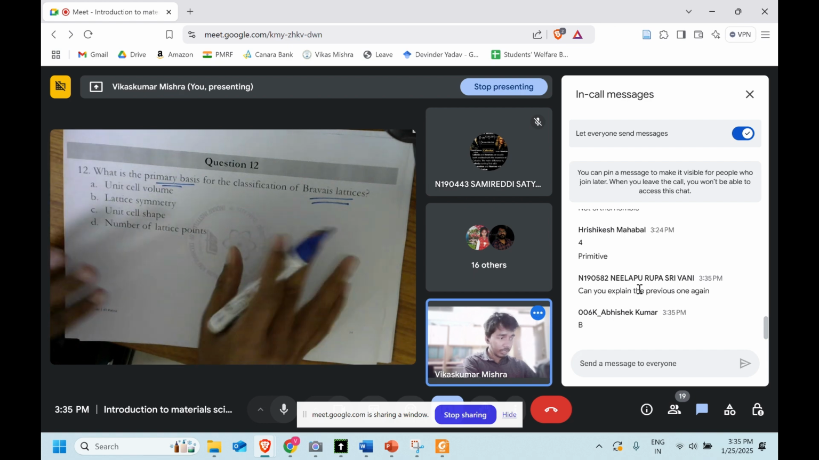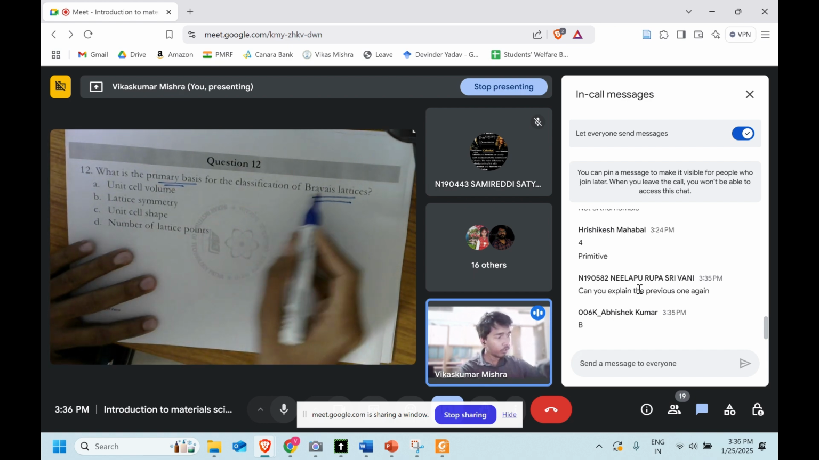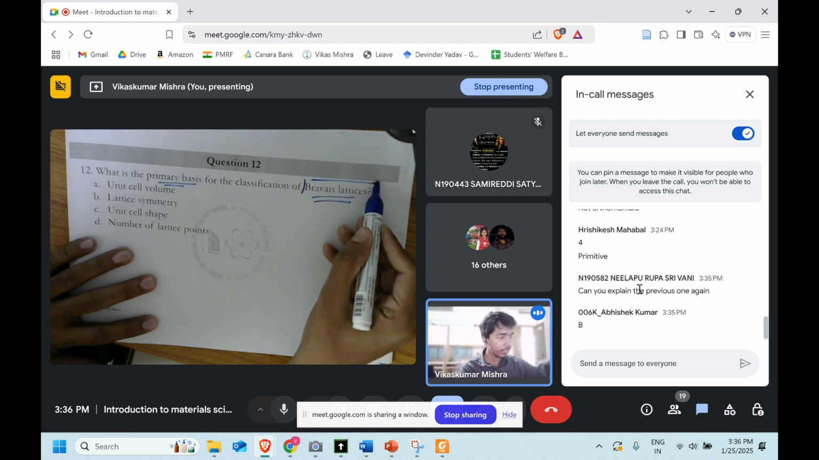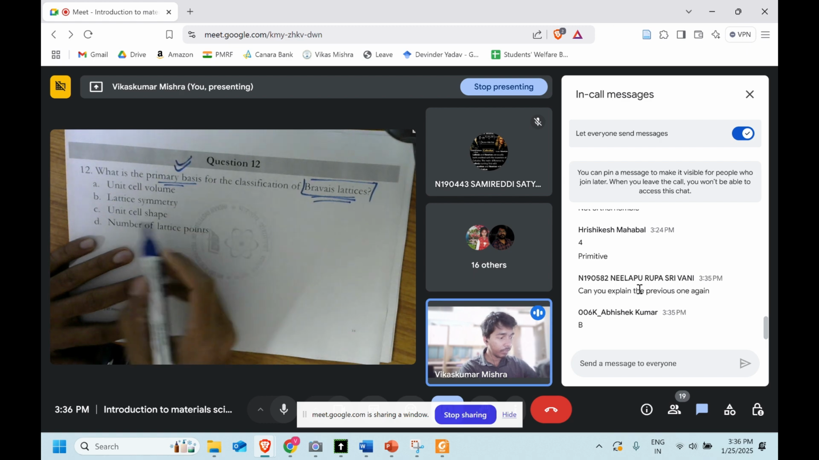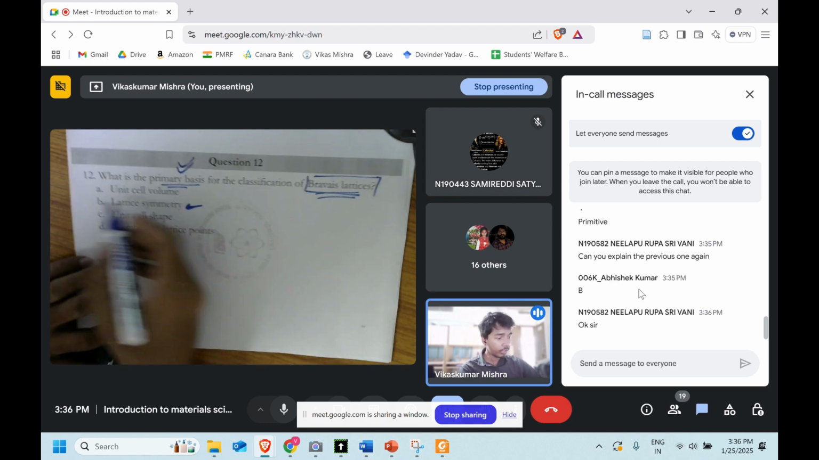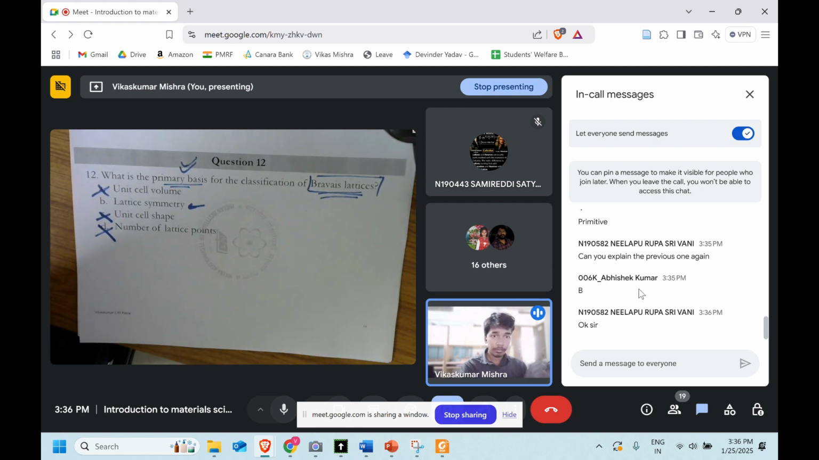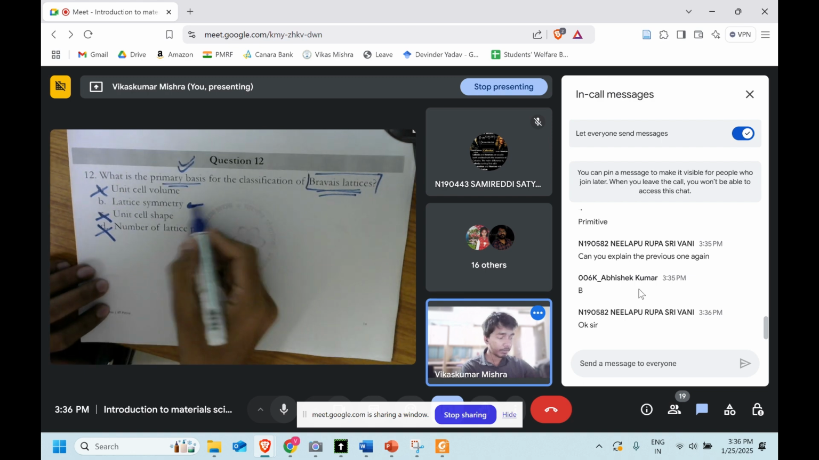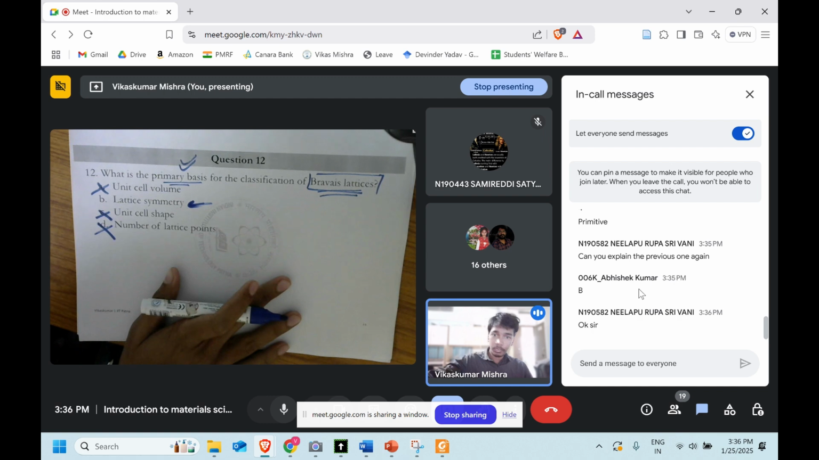So right now, let's complete this question. We got to know that for the Bravais lattice classification, the primary basis is nothing but symmetry. It's not the cell volume, it's not the unit cell shape, it's not the number of lattice points. The main thing is the lattice symmetry. Now we can correlate this with question number 11.